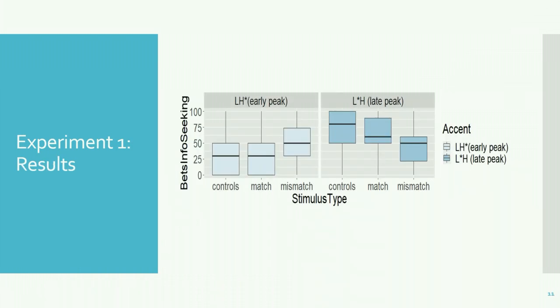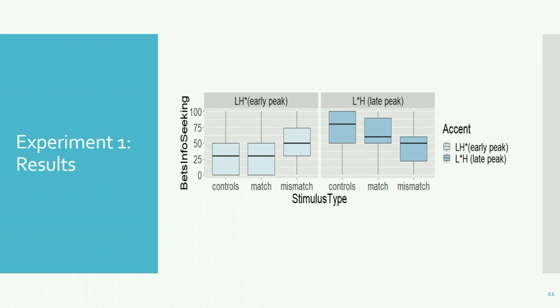Let's look now at our results. So what we see is that late peak led to higher bets for information seeking follow-ups than early peak, and this holds for both controls and matches. In the case of mismatches, pitch accent did not differentiate the bets. In both cases, they end up around 50 euros.